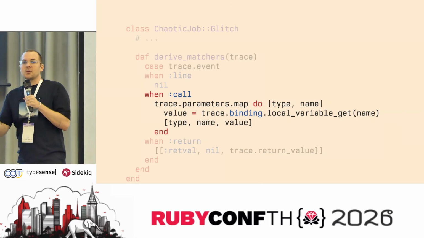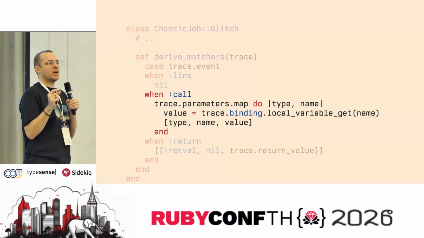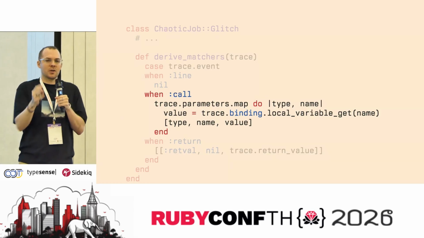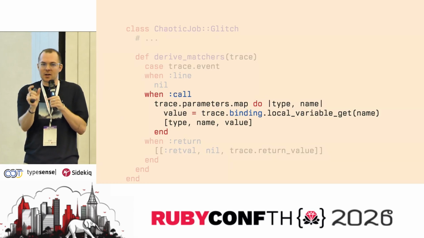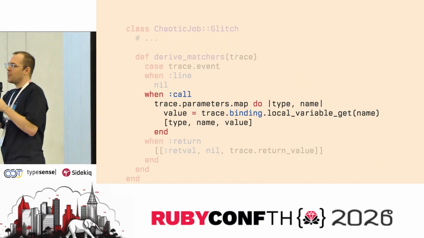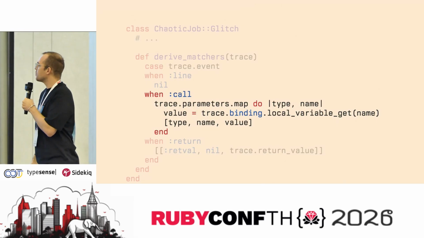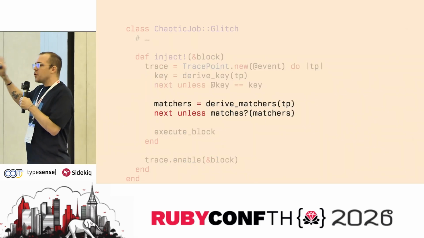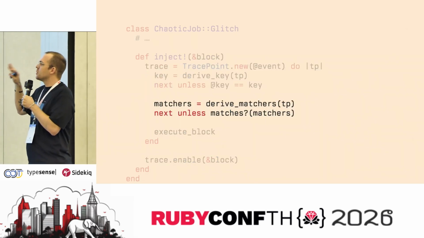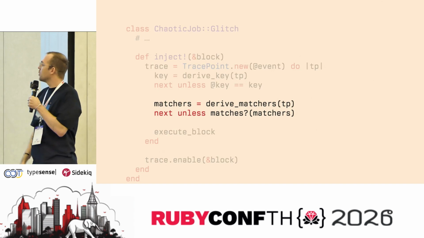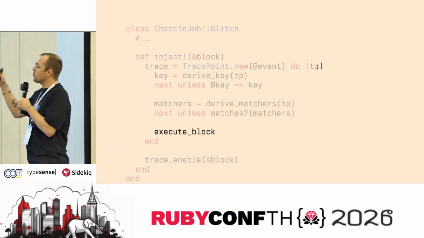So now we can do checks. We're going to use triple equals here, so you can check whenever I call it with a string as opposed to an integer, or you can provide a concrete specific value. Whenever I call the method with this particular string foo, then glitch, whatever you need. If you have pass matchers and they match, then we continue. Otherwise, we halt. And at the very end, we just execute the block.